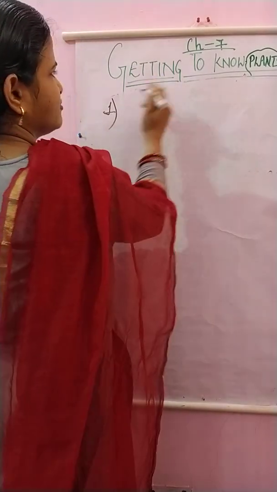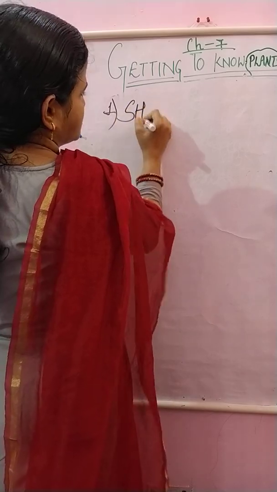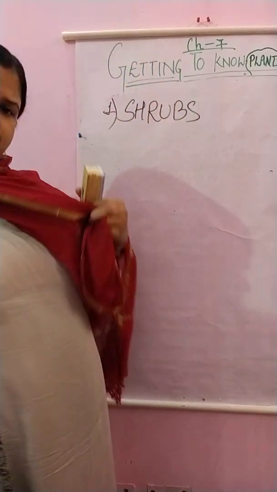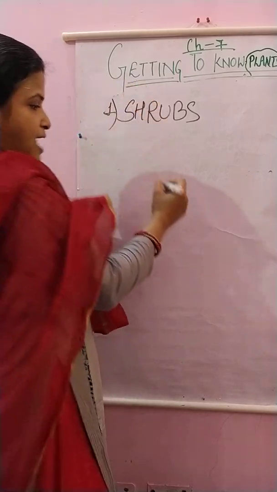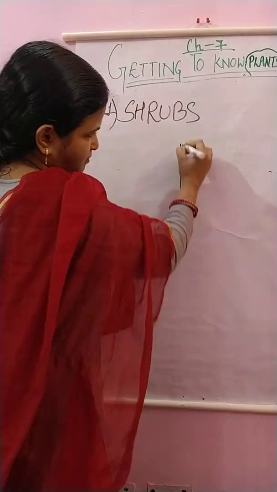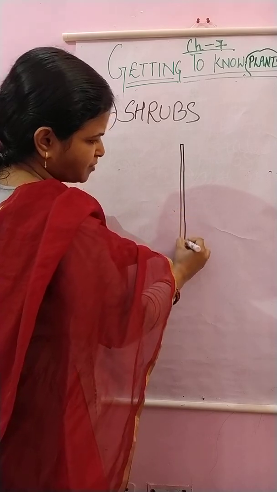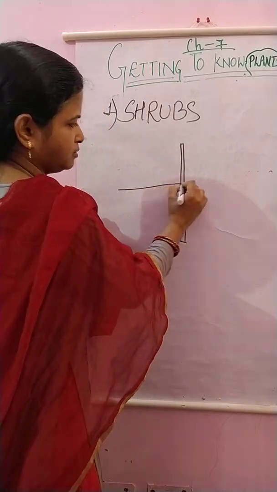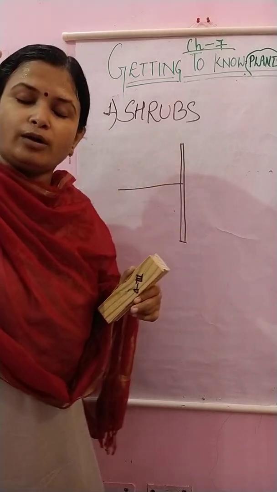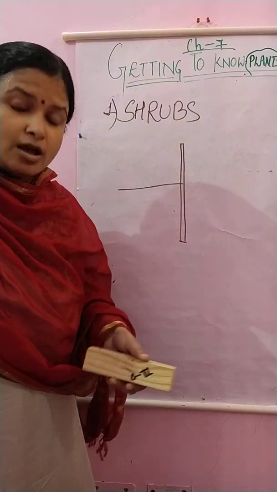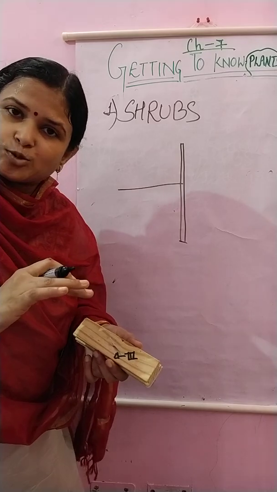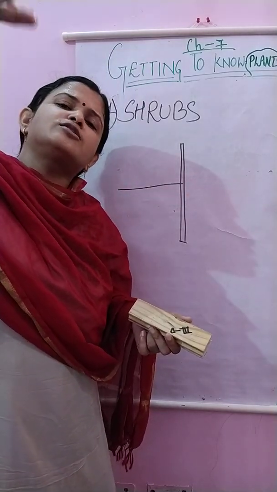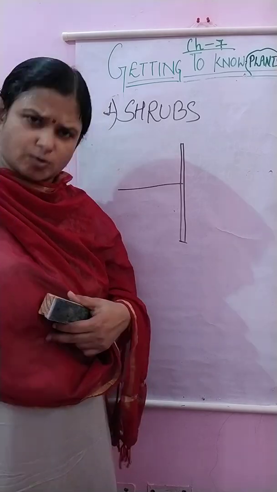Next kind of plant is shrubs. Shrubs are the plants, like I will show you. Shrubs are the plant whose, first we'll talk about the size. Whose size is not very small. It's approximately of your size or somewhat taller also, and can be small also.